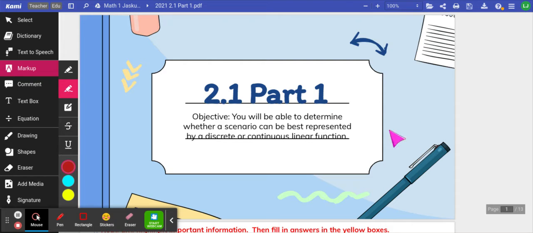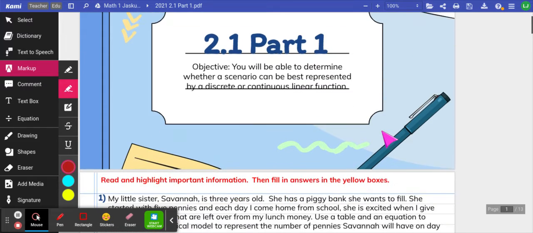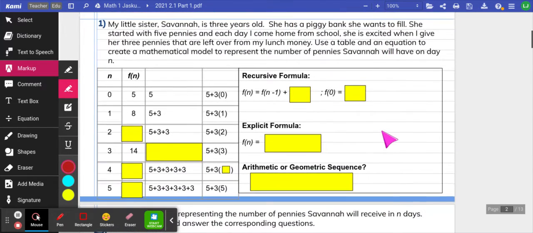Okay, 2.1 part 1, there's a ton of stuff in this section. So take out a notebook to write some of this stuff down. So we'll start off with an example.